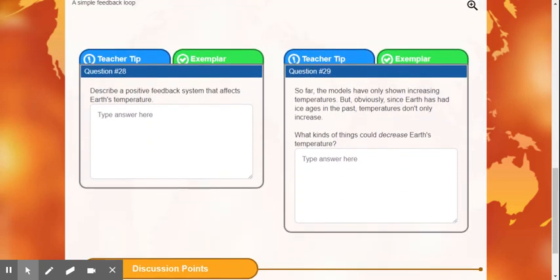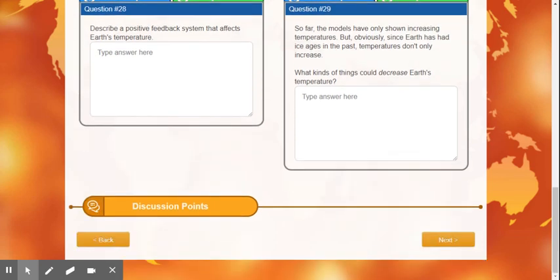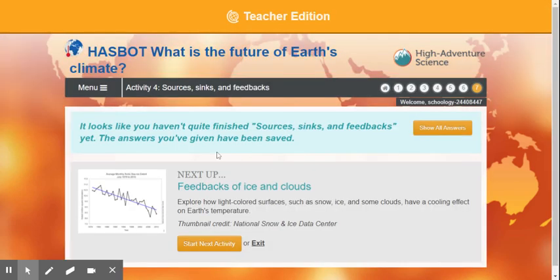All right. Describe a positive feedback system that affects Earth's temperature. And then it says, obviously, since Earth has had ice ages in the past, temperatures don't only increase. What are some things that could decrease Earth's temperature? See if you can come up with some there. And then that is it. I know it's a long lesson, but hopefully you learned a little bit today, and our next lesson will be more about feedback loops and understanding them. I hope this helped.